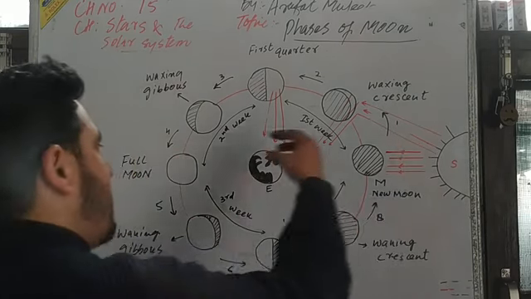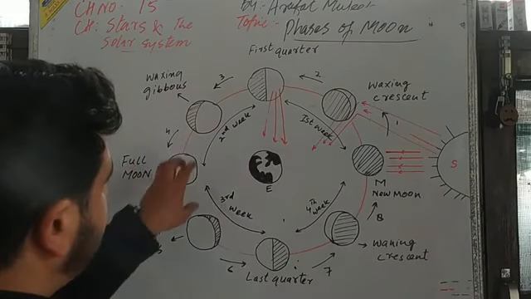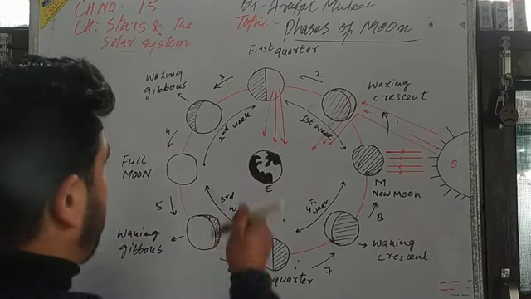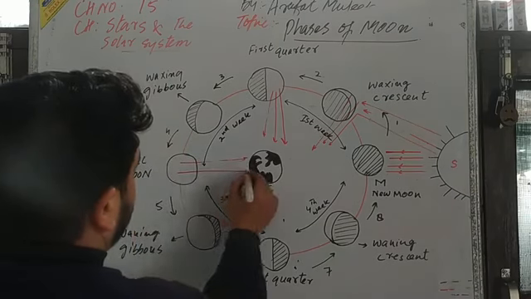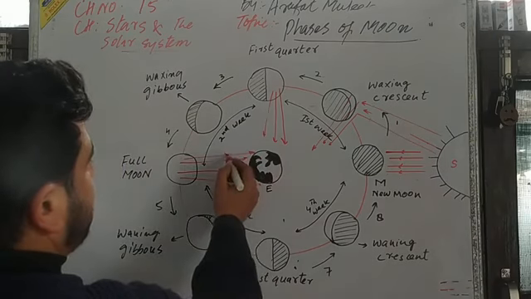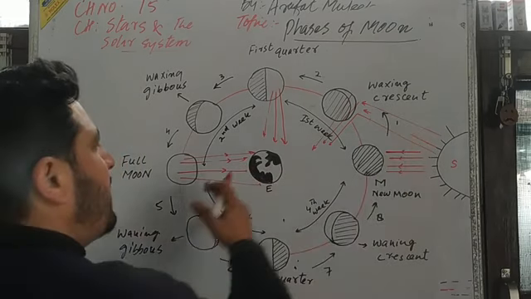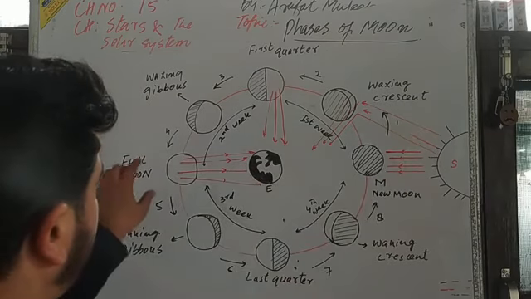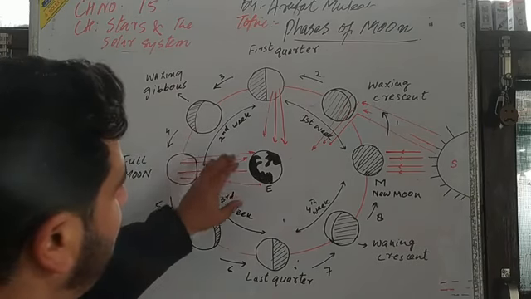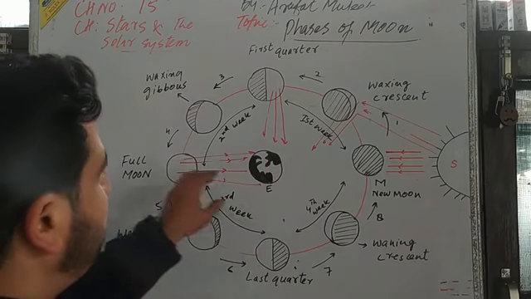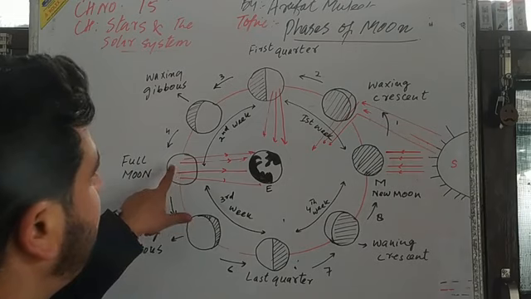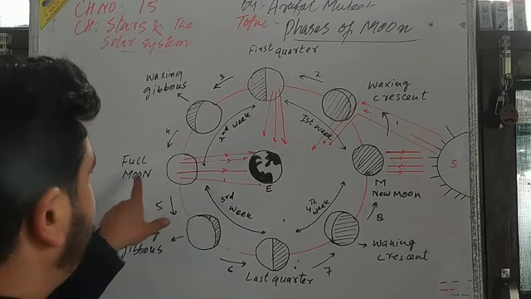The sunlight that falls here, all of that light is reflected and falls on the earth's surface. All the light rays from the sun fall on the earth's surface. Now when the sunlight falls on this moon, all the light is reflected by the moon and falls on the earth. On the earth, we can see the full moon in a full phase. It is the full moon. It is the fifth phase. We can say the full moon.